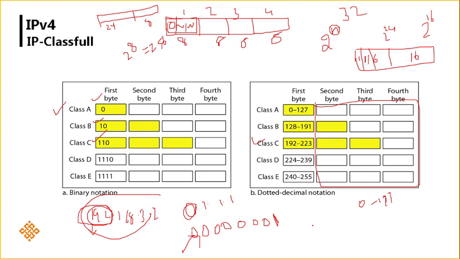If I give 129.3.2.1, to which class does this IP address belong? 129, you need to check. It belongs to class B because the range is from 128 to 191. That is class C. Sorry, class B. So in that way, you can identify the IP address based upon the range. So you just need to remember the ranges of each and every class.